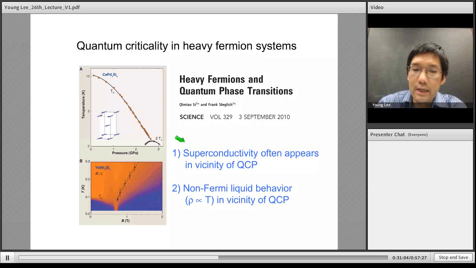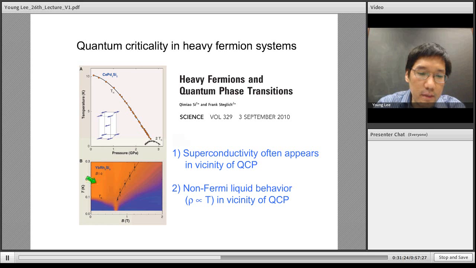This actually occurs in many systems, and this looks like some kind of general feature, that superconductivity often appears in the vicinity of the quantum critical point when you destroy some magnetic ordering.